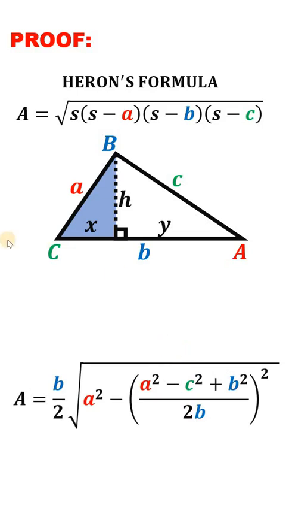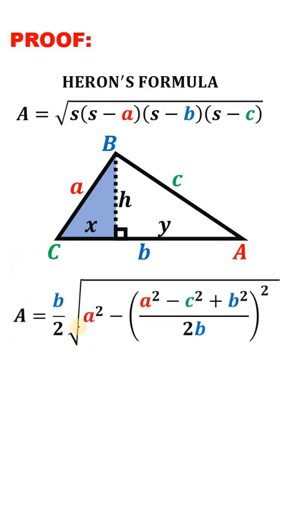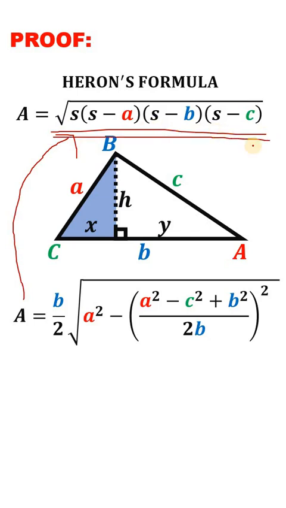Now, let's focus on this. We have the area of this triangle must be equal to b over 2 multiplied by the square root of a squared minus c squared plus b squared all over 2b, raised to the power of 2. Whew. We are not yet close to Heron's formula, s multiplied by s minus a multiplied by s minus b multiplied by s minus c. But we will get to that point later on.